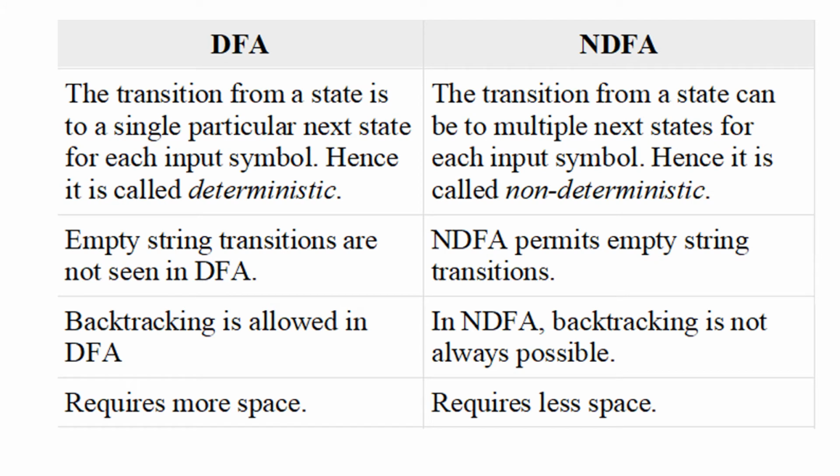Now we will see the difference between deterministic finite automata and non-deterministic finite automata. In deterministic finite automata, a transition from one state to exactly one next state happens for every input symbol. That is deterministic. In non-deterministic finite automata, a transition from one state to multiple next states can happen for each and every input symbol. That is what we call non-deterministic finite automata. Empty string transitions are not allowed in deterministic finite automata, but empty string transitions are allowed in non-deterministic finite automata. Backtracking is possible in deterministic finite automata, but backtracking is not possible in non-deterministic finite automata. Non-deterministic finite automata consume more space compared to deterministic finite automata.